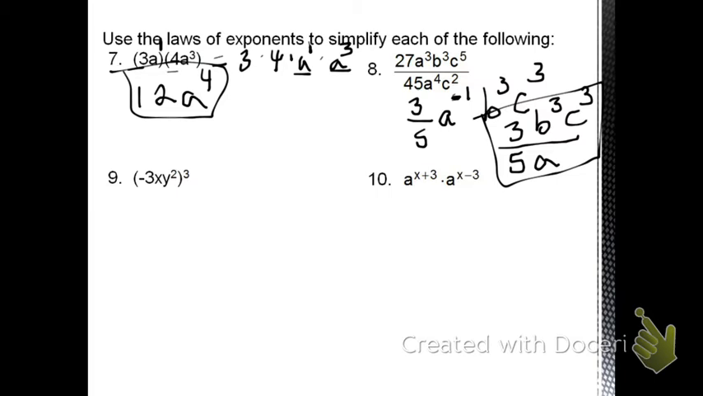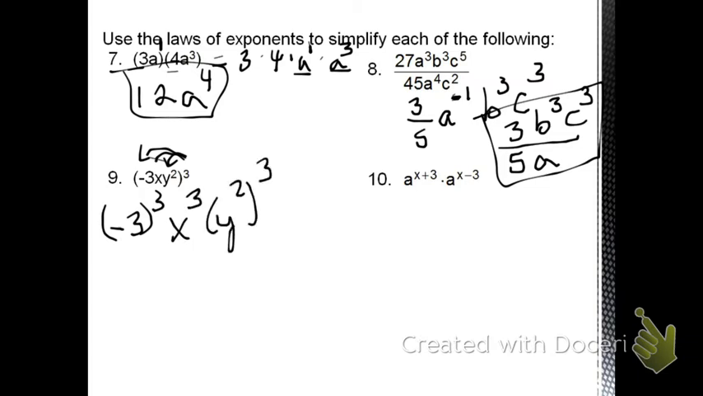Two more. Number 9. Well, I have this exponent on the outside. That means that that exponent needs to be distributed to the coefficient, the x, and the y. Everybody gets a piece. So I have negative 3 cubed, x cubed, and y squared cubed. All right? So I have a negative number raised to an odd power. If you ever have a negative number raised to an odd power, your final answer is going to be negative. And 3 cubed, look at your power chart. You will see 3 times 3 times 3 is 27. X cubed, there's nothing to do to it, so just bring it down.